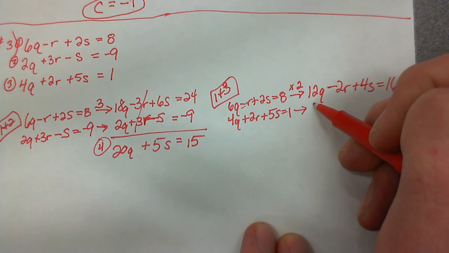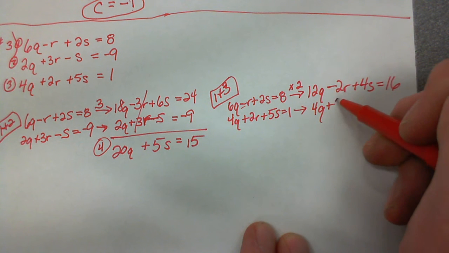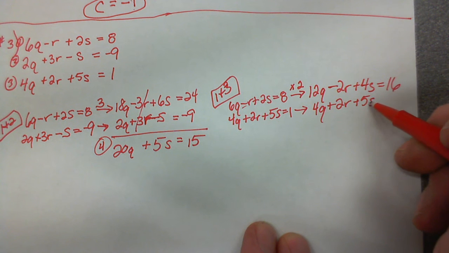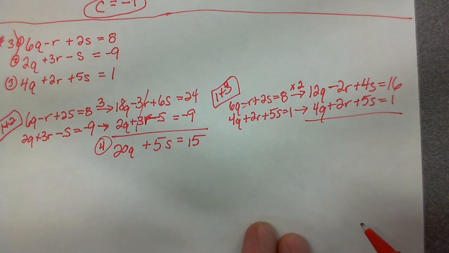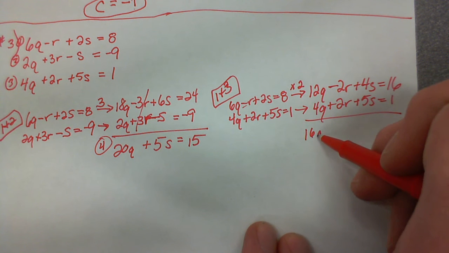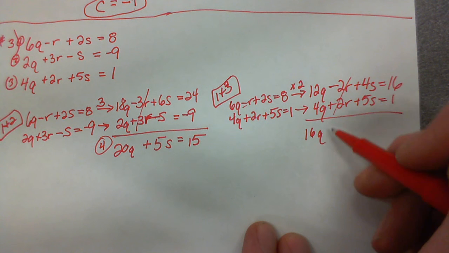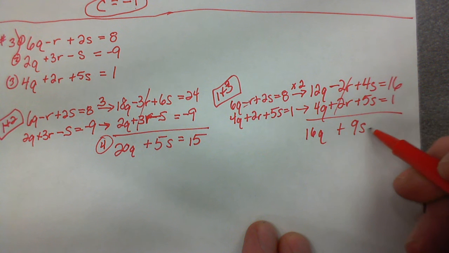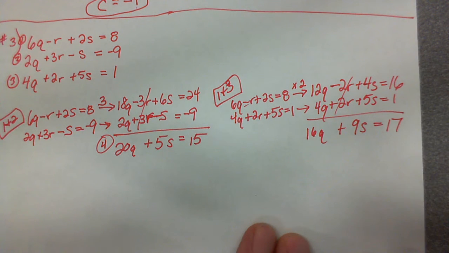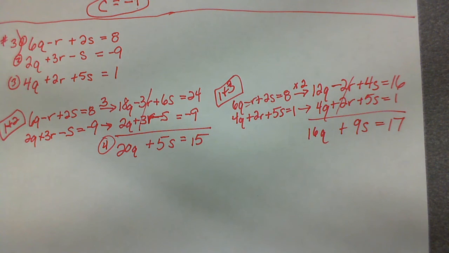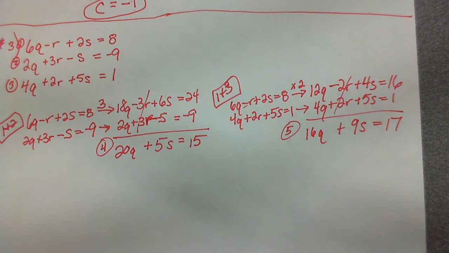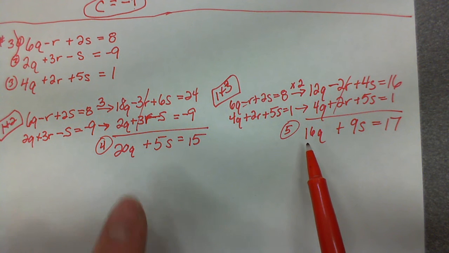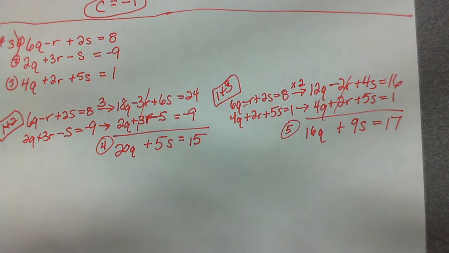This one I don't need to do anything. 4q plus 2r plus 5s equals 1. And I'm going to go ahead and combine these together. This is 16q, this cancels, plus 9s equals 17. Okay. Now on this one, this is our equation 5, this is our equation 4, and this isn't very friendly. You see I have a 20 and a 16 and a 5 and a 9. Neither of those are very nice.